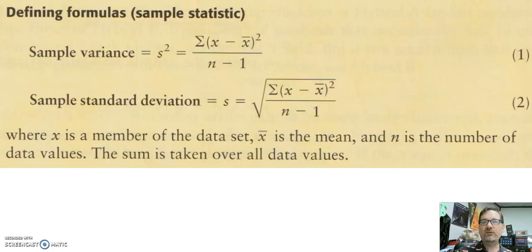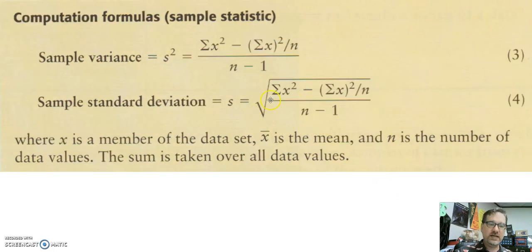So we have our defining formulas again. Please write in this formula, though. I would like you to write in the computation formula for standard deviation and variance. If you need to pause the video, please do so, because we're probably going to talk about our sample variance and sample standard deviation. This one we're going to need to figure out, but this one our calculator will tell us.